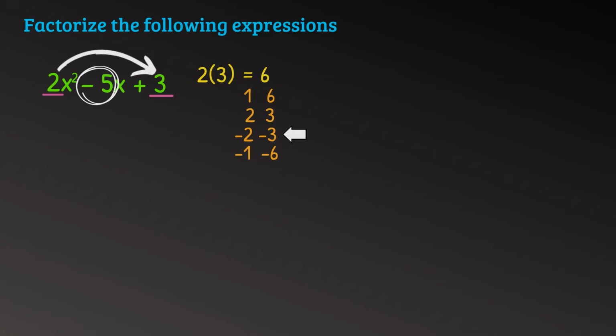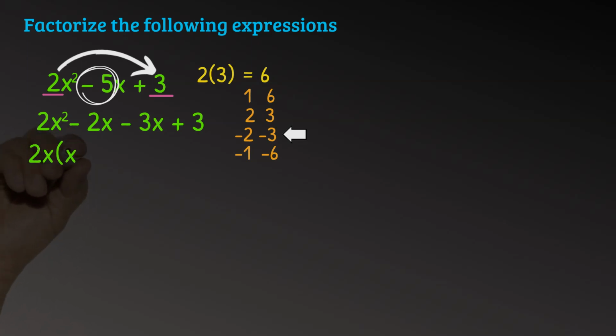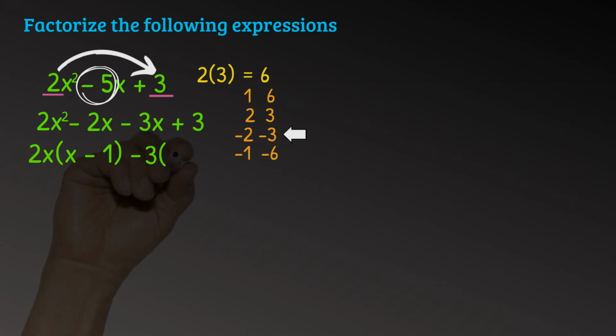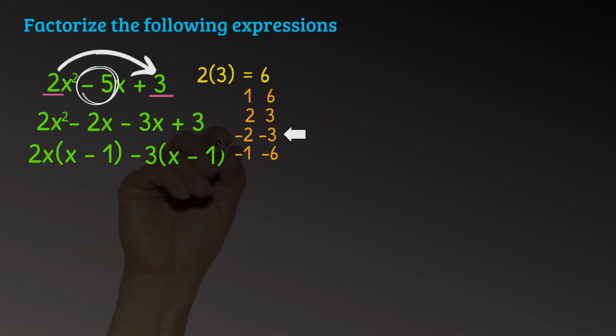And the next step is to rewrite the expression, but replace the minus 5x with minus 2x minus 3x. Then we take the first two terms and find the greatest common factor for these two terms, which is 2x. So if you take 2x outside the bracket and times that by x minus 1, we get 2x squared minus 2x. Next, we take the greatest common factor of the last two terms, and that is a 3. So if we take a 3 outside of a bracket and times that by x minus 1, we would get 3x plus 3 because of this minus sign here, and a minus would make a positive.